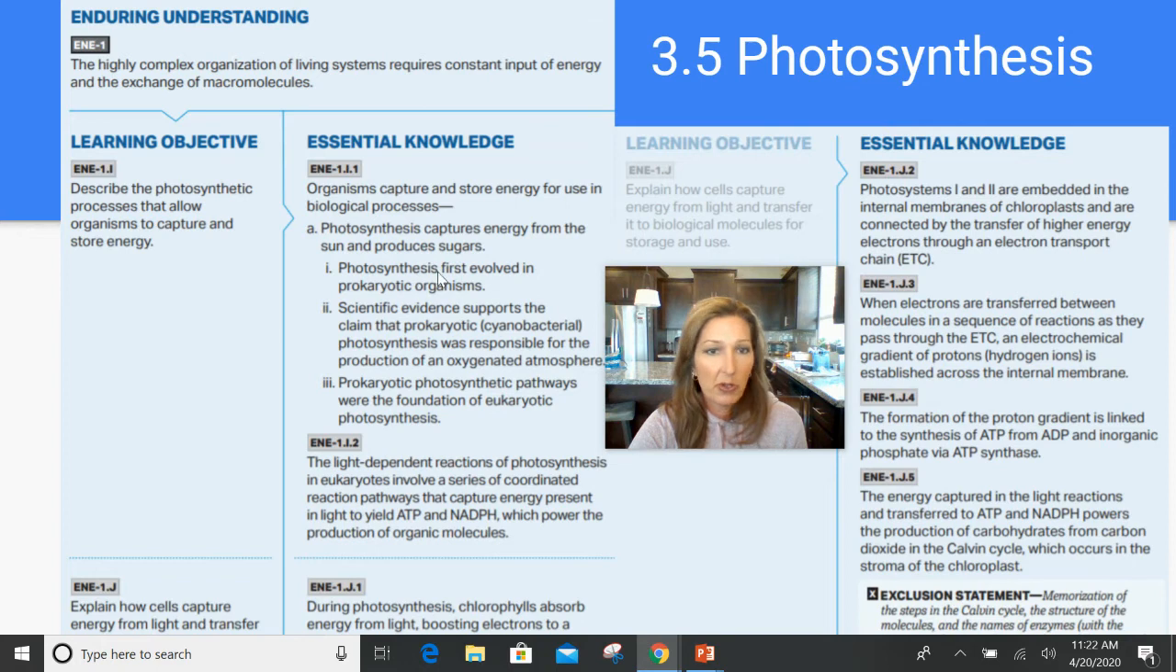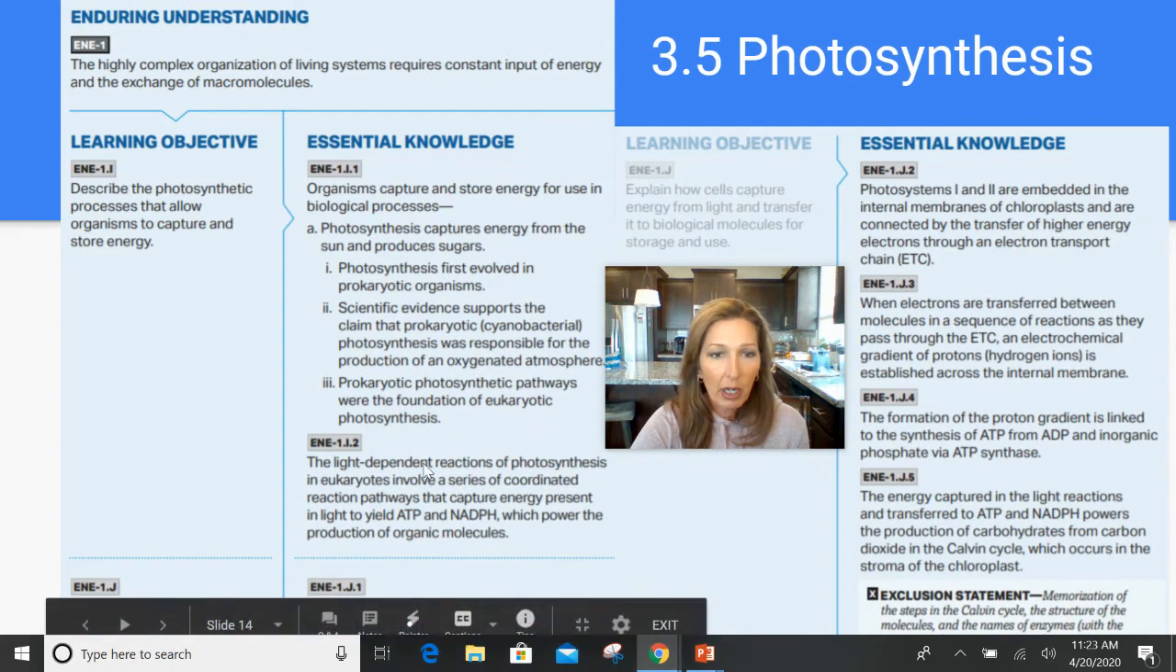We need to make sure photosynthesis first evolved in prokaryote organisms. We talk about cyanobacteria because remember that when Earth was formed, there was no oxygen in the atmosphere. And then when prokaryotes started using water as the electron donor, that released oxygen as a waste product. Well, that actually was a cause of lots and lots of death because oxygen was very toxic to a lot of prokaryotes at that time.